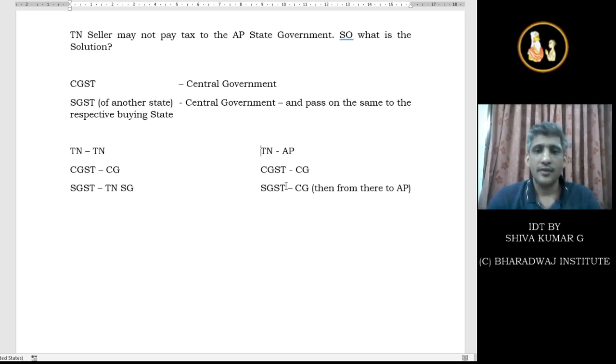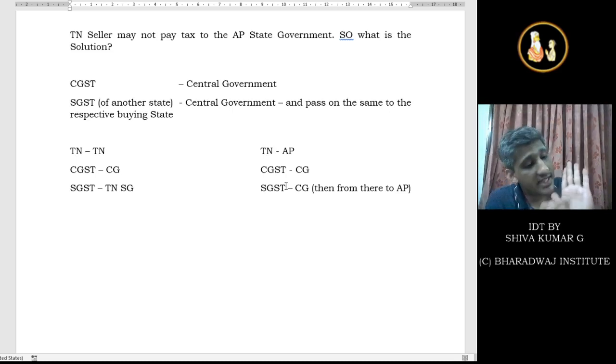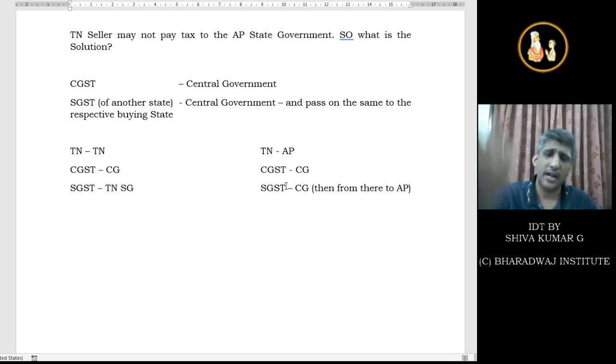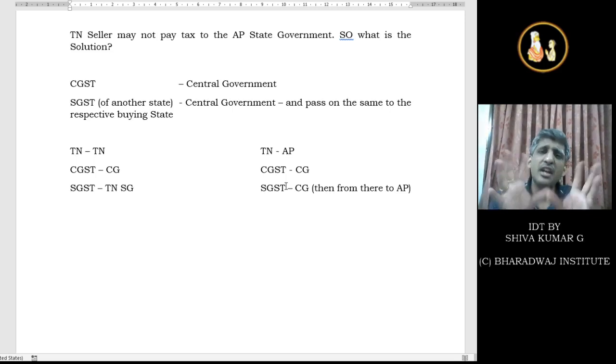Correct? Which means if I give two bills, one bill Tamil Nadu bill, it has got SGST. This SGST I have to pay to Tamil Nadu state government. In another bill, Tamil Nadu to Andhra bill, I will give SGST. But that SGST I have to pay to central government. Which means two bills, two SGSTs. I am not paying to state, I am paying to central. One time I am paying to state, one time I am paying to central. Very confusing.